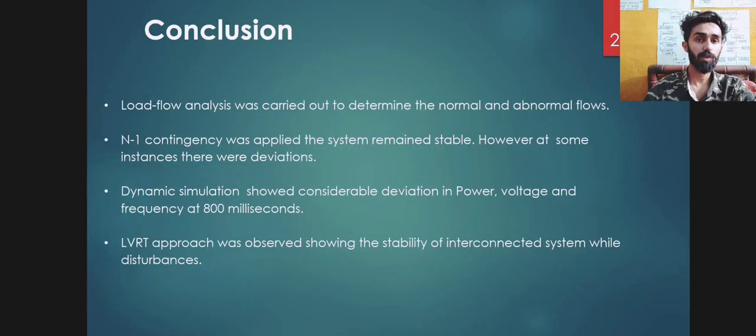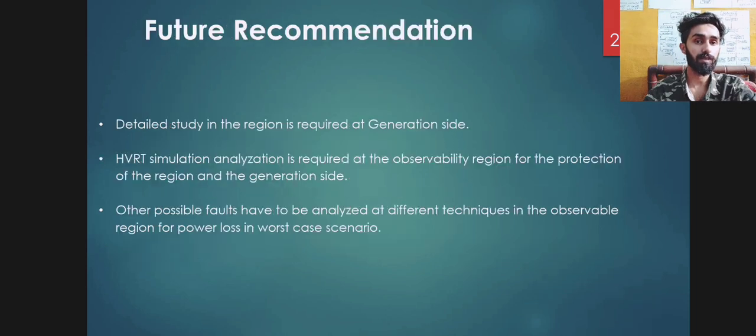In the conclusion, the load flow analysis was carried out to determine the normal and abnormal flows. N-1 contingency was applied to the system. The system remained stable; however, in some instances there were deviations. The dynamic simulation showed considerable deviation in power, voltage and frequency at 800 milliseconds. The LVRT approach was observed, showing the stability of the interconnected system during disturbances.